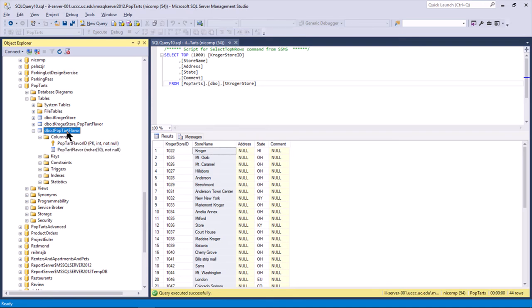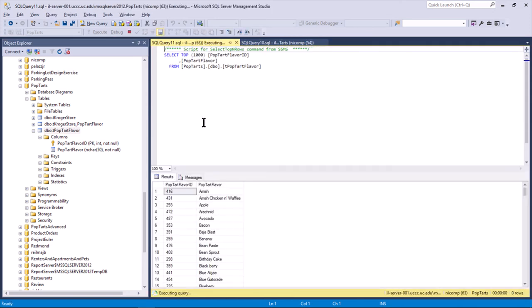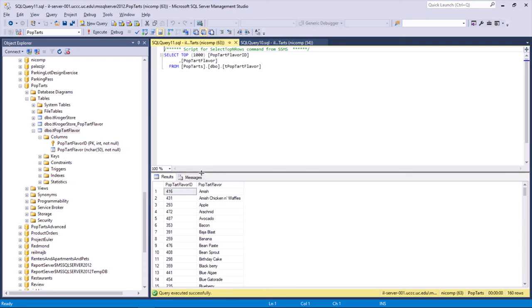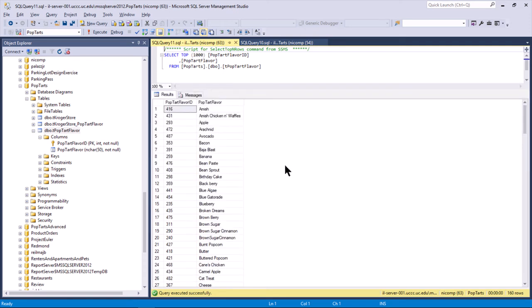We can look at that table, select 1000 rows. There are only 160 rows in this one. And you can look at the flavors. Some of them are kind of goofy. They were entered by students in a previous class. So this is meant to be a little bit silly. You can see the ID fields are incrementing integer values.